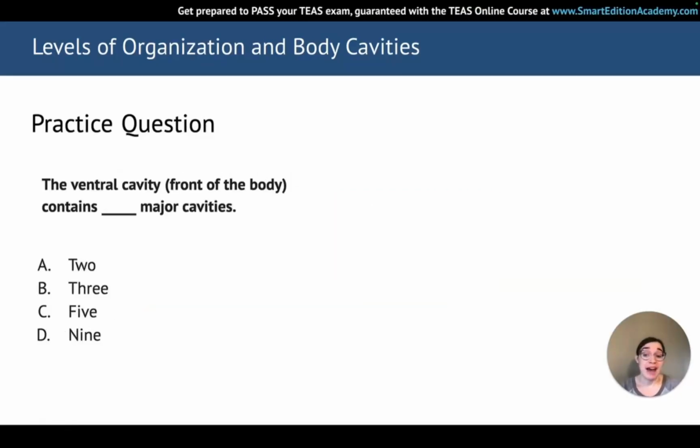The ventral cavity, front of the body, contains blank major cavities. Is it A, 2? Is it B, 3? Is it C, 5? Or is it D, 9? So essentially we're being asked how many cavities the ventral cavity can be subdivided into. And if you think back to our diagram that we were looking at earlier, the correct answer is option B.